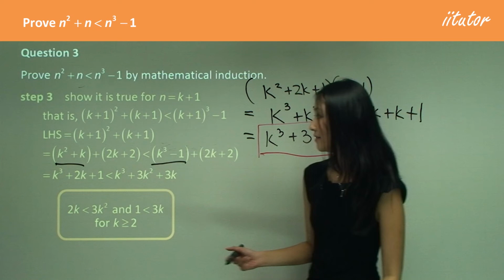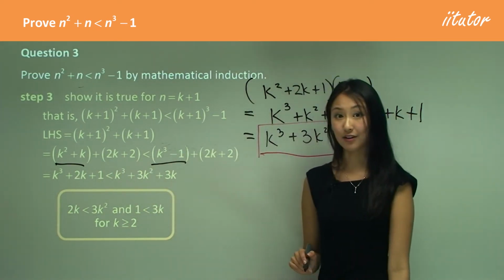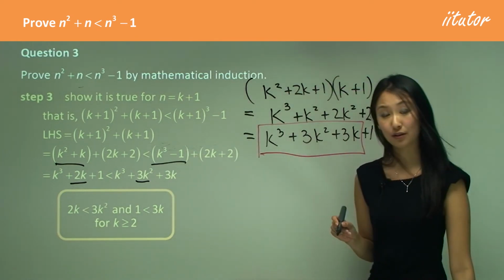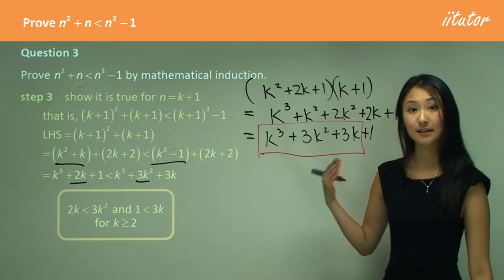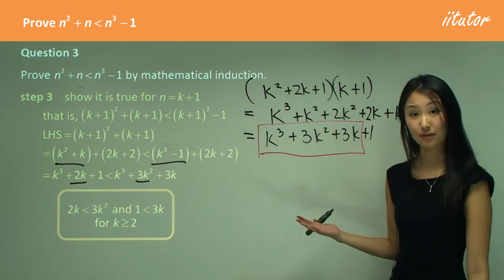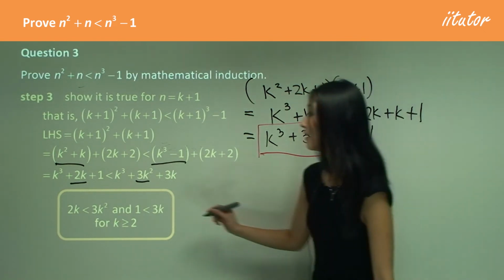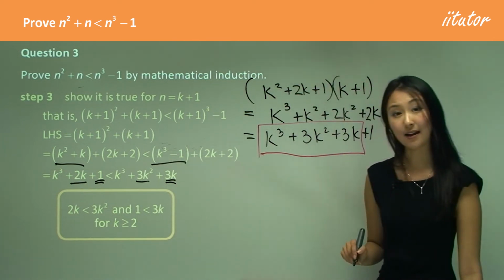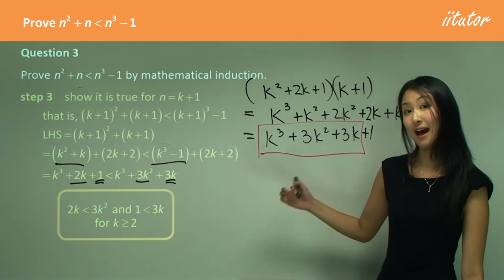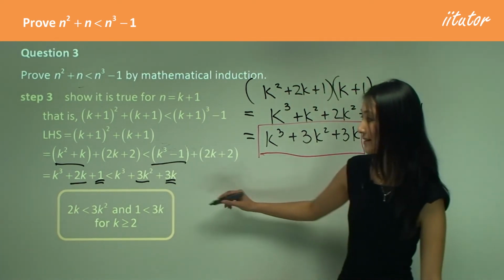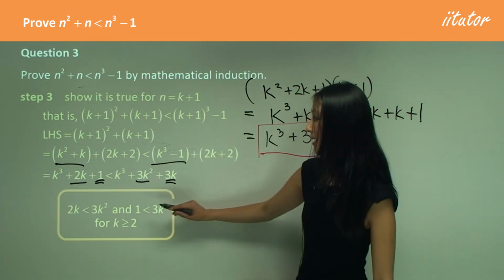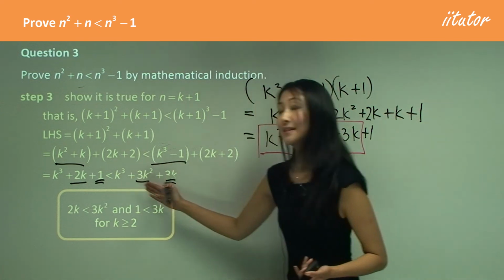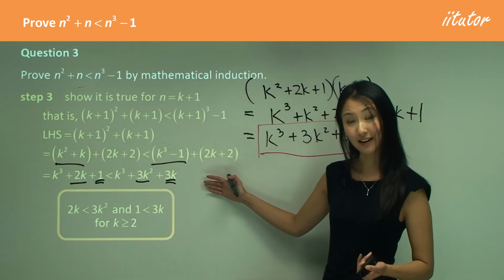And now you can see, why can I say this is less than that? Well, that's because k cubed is the same as k cubed. Now, 2k is definitely less than 3k squared, isn't it? Because 2 is less than 3 and k is less than k squared. And we can also say that 1 must also be less than 3k because we know also that k must start from 2. So we can say that this must be less than that must be less than that. So therefore, this whole side must be less than that side, correct?